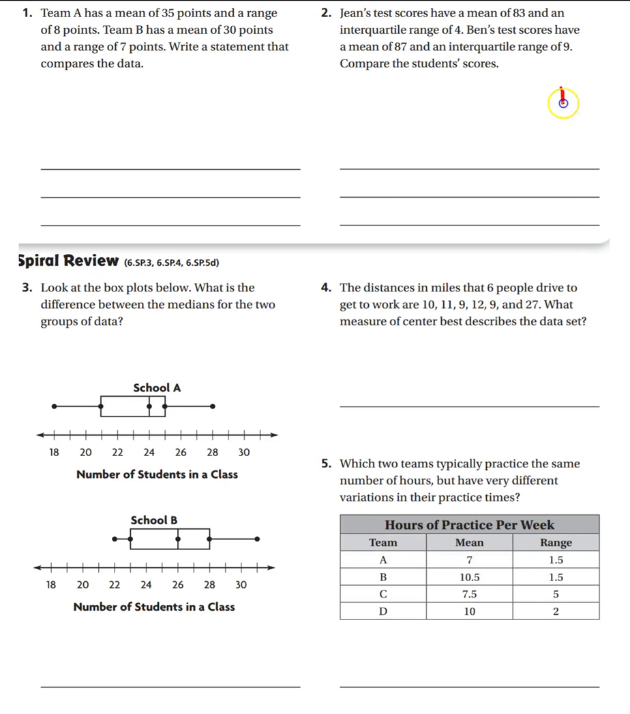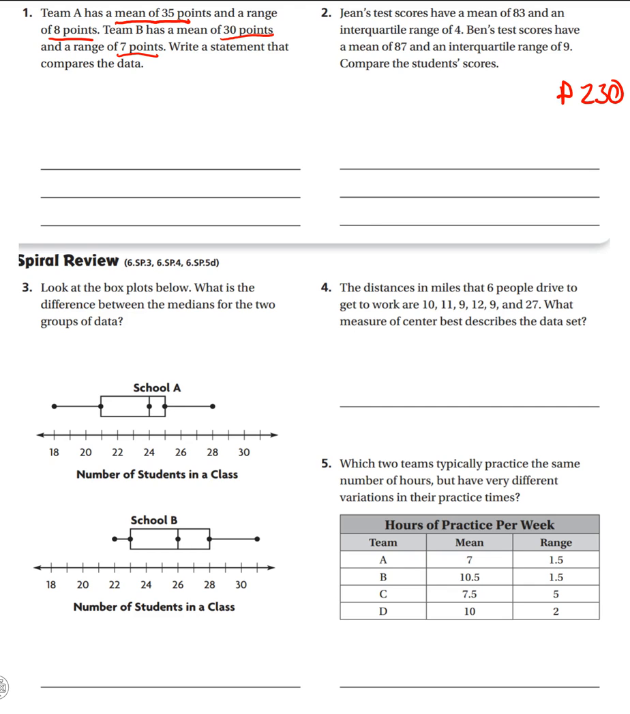All right, now I'm on page P230. Follow along. Team A has a mean, so that's typical, 35, and a range of 8. Range shows the variability. Team B has a mean of 30 and a range of 7. Write a statement that compares the data.